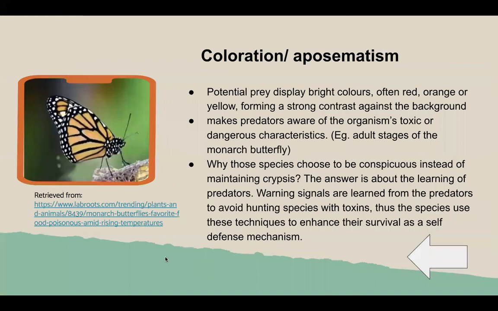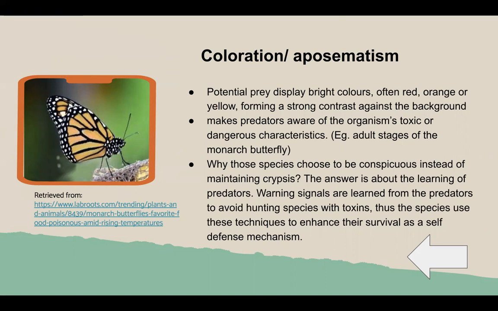So the fourth one is aposematic coloration. Potential prey display bright colors, often red, orange, or yellow, forming a strong contrast against the background to warn the predators of its toxic or dangerous nature. An example is the monarch butterfly, which has a distinctive orange and black pattern to warn the predators of the toxins stored in its body.